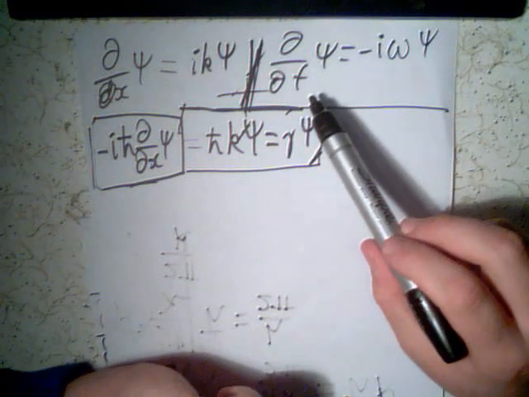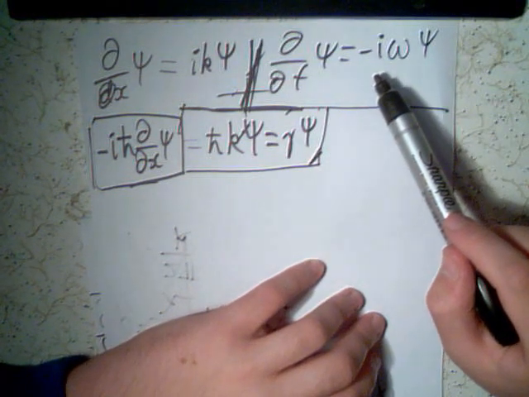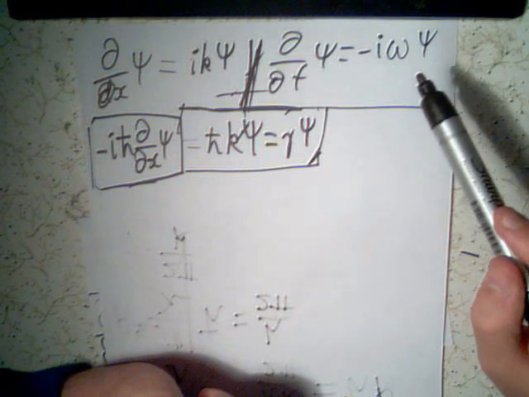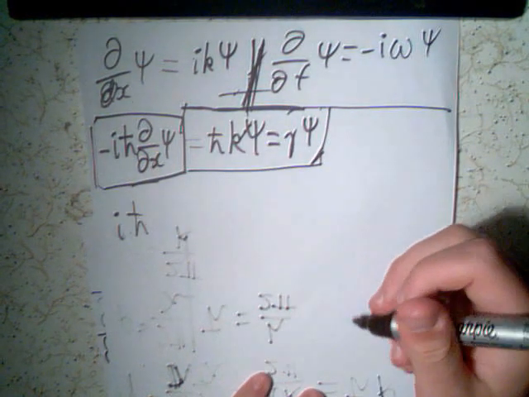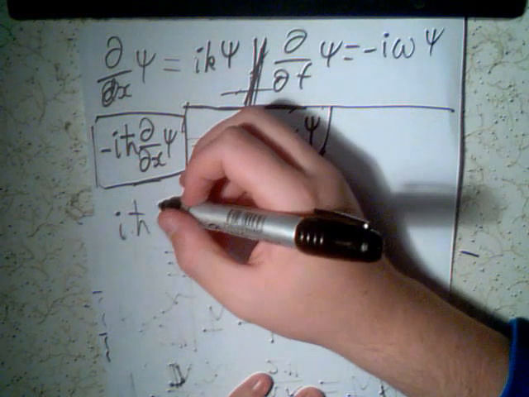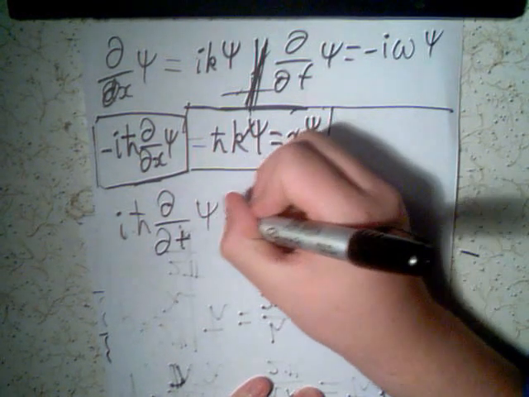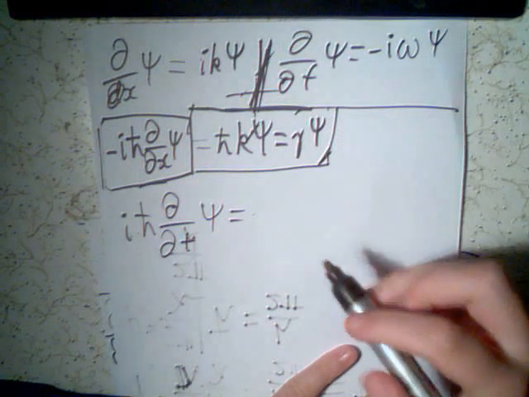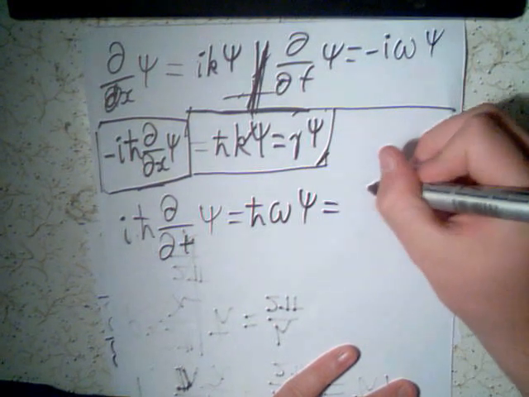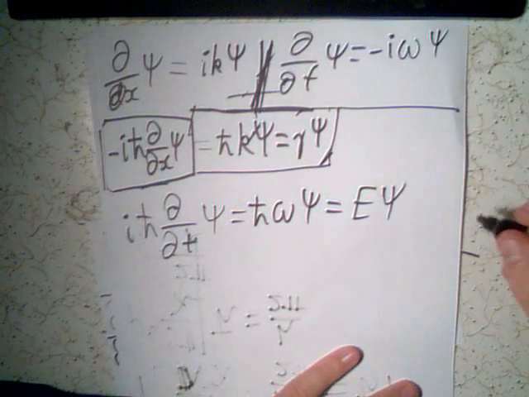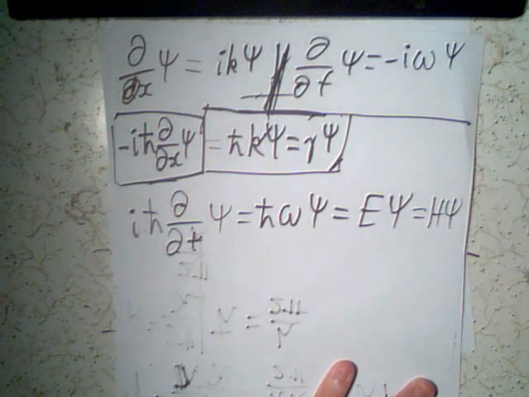Anyway, if we do the same thing with this one, we can see that if we multiply both sides by iħ, then we'll get the expression we're looking for. So now we have iħ, no negative factor here, times the partial derivative with respect to time of ψ, which is equal to negative i times i, so that's 1. So just ħωψ, which is equal to energy times ψ. Perfect. Which we can also write as H, the Hamiltonian, times ψ.